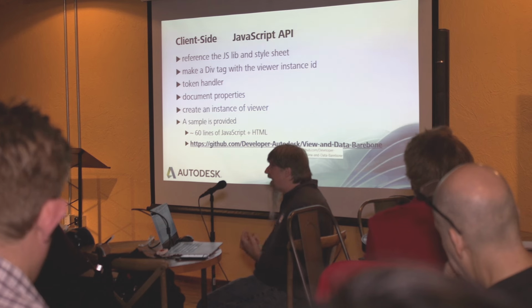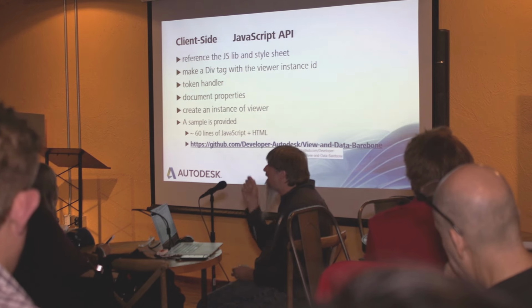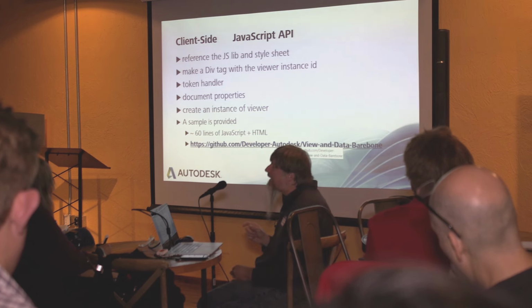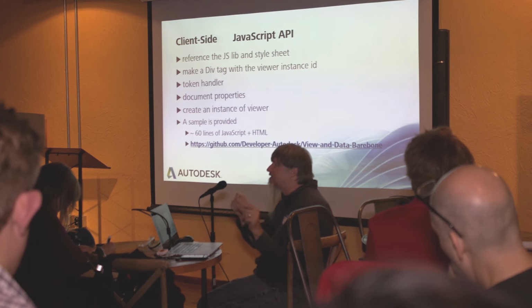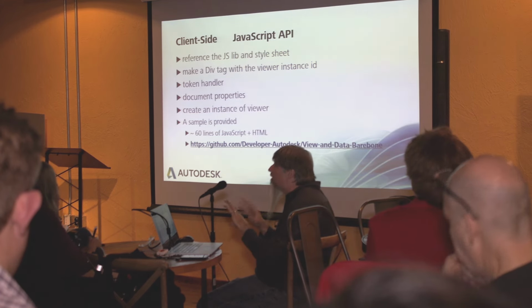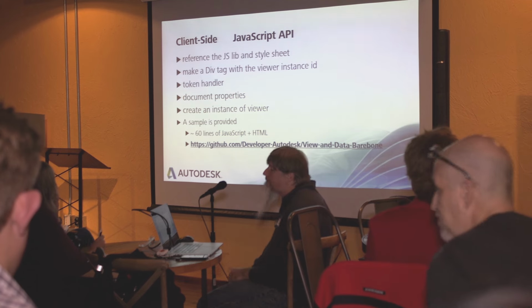You make a div tag, and this is what essentially names the viewer instance. So you can have multiple viewer instances on the same page or in the same client, and reference them through the instance ID. So this div tag just kind of labels it. So if you have four different instances that you want to manage, you know how to code that.